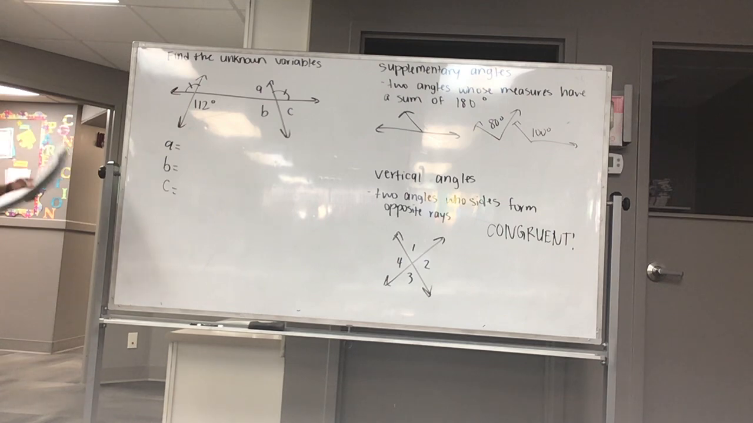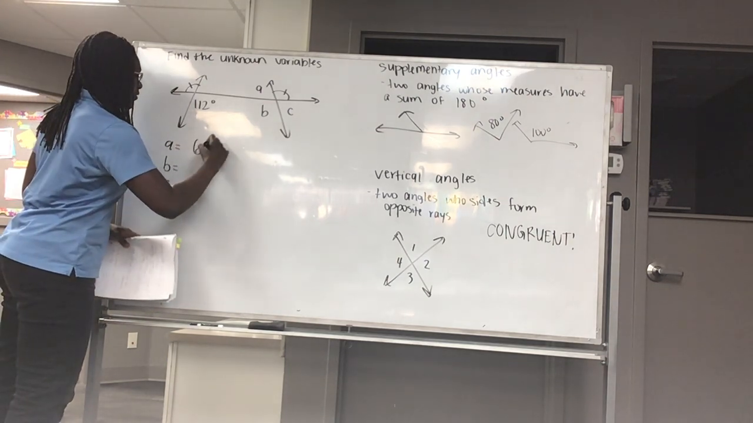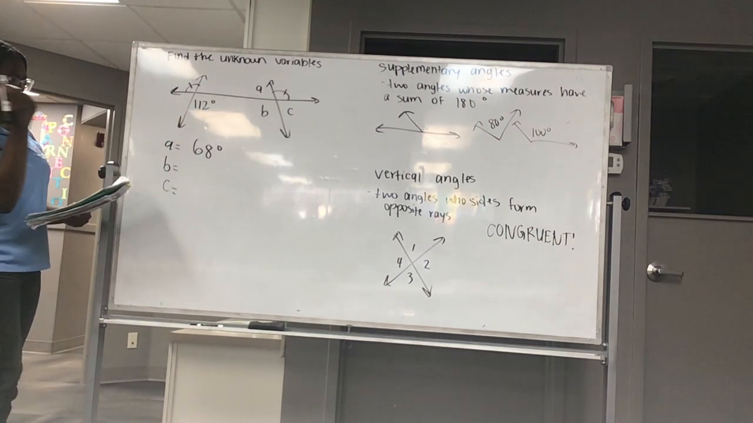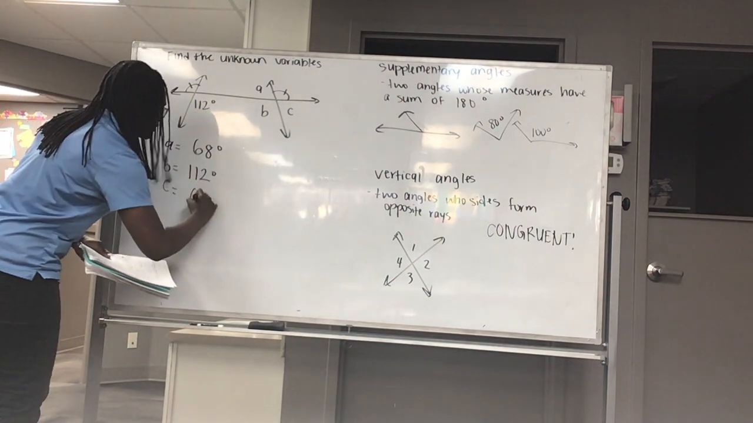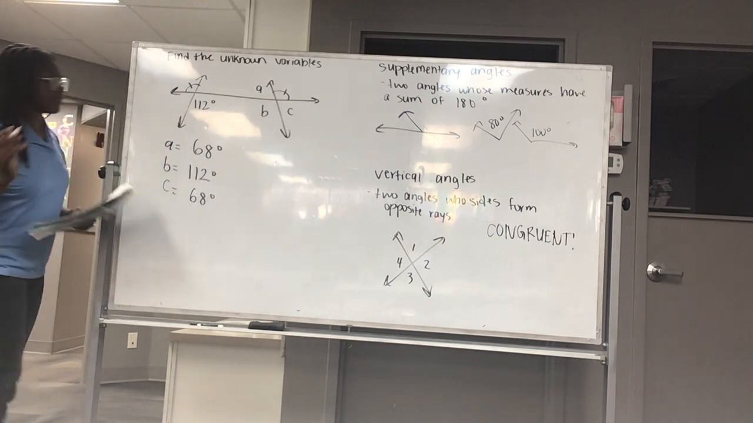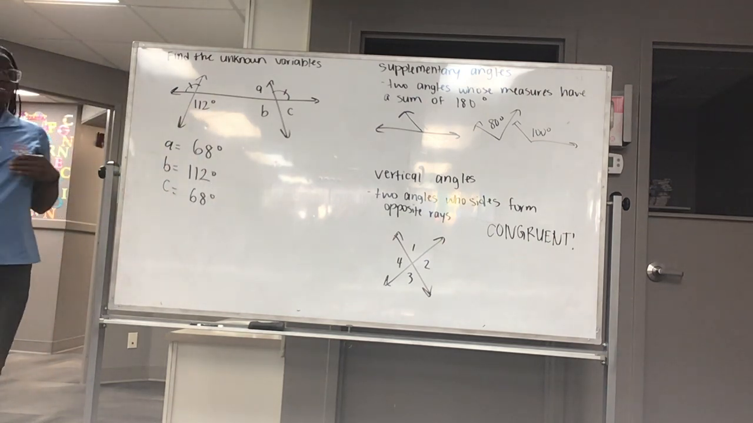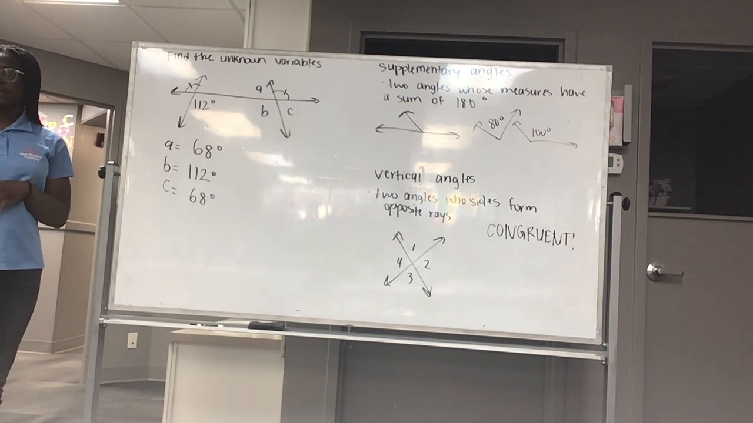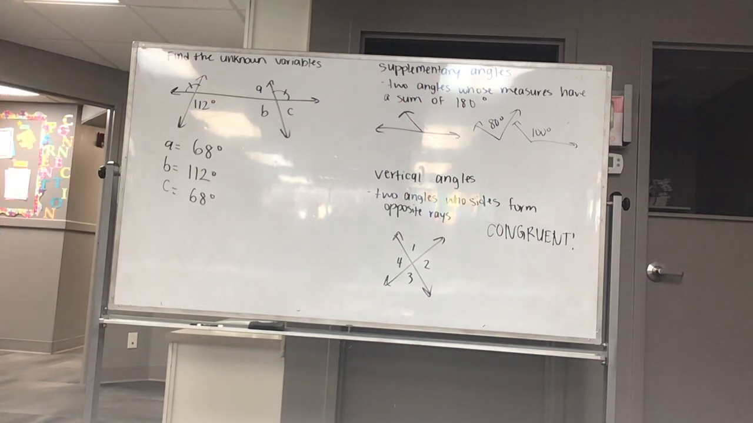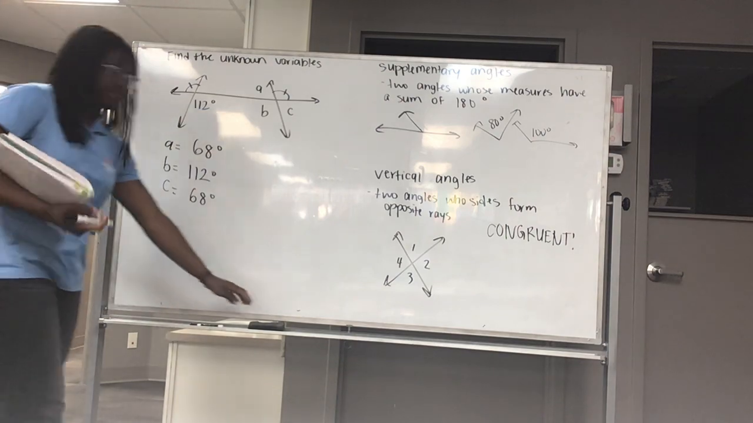So hopefully with what we've just been talking about, can you guys try and find A, B, and C? Okay, so for A, you should have gotten 68 degrees. B is 112 degrees. And then C is also 68 degrees. Does anyone have any questions about the answers or how we got the answers? Okay.